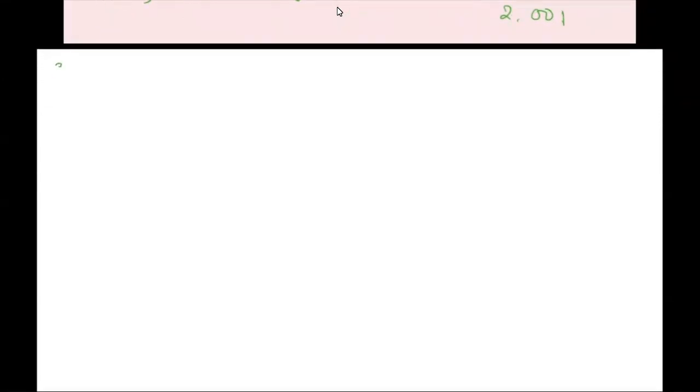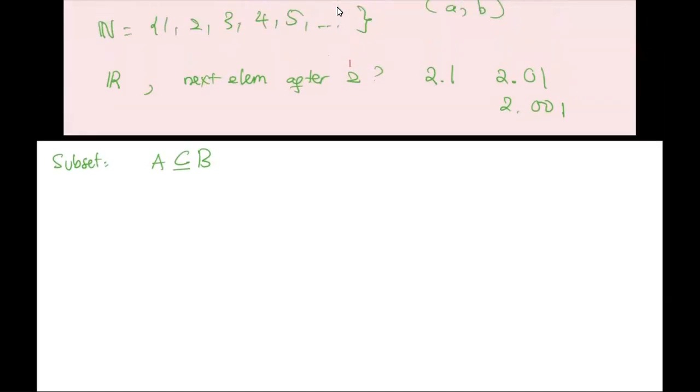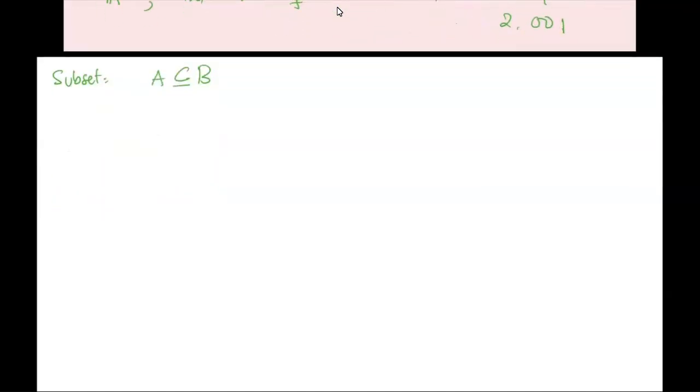The next one I want to talk about is subset. You say that A is the subset of B. Set A is a subset of set B if every element in A is also in B.